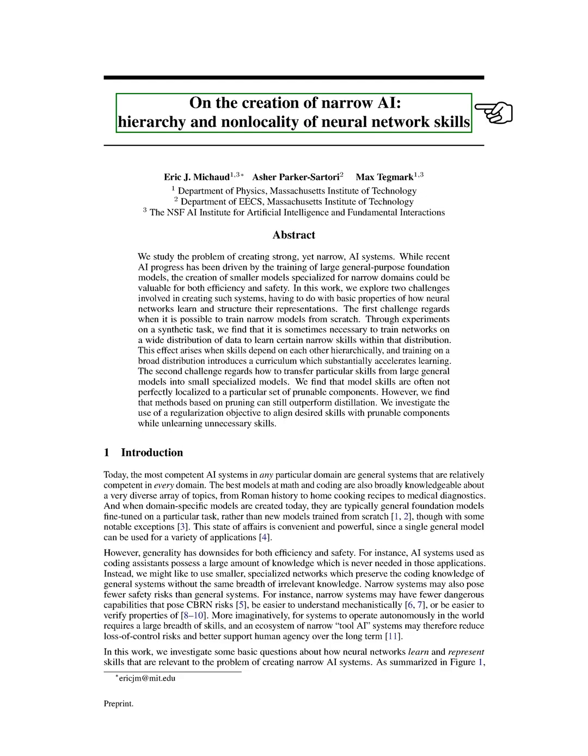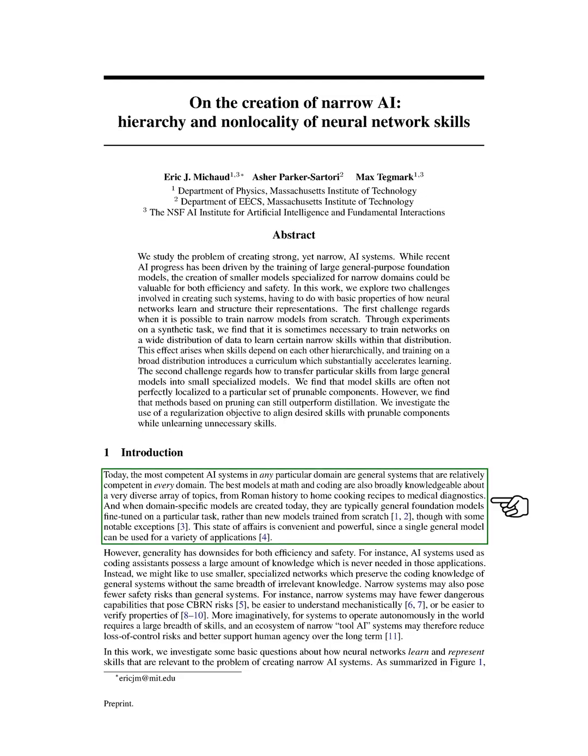Section: Introduction. In this section, we discuss the current landscape of AI systems, which are predominantly general models that perform well across various domains. The top models in areas like math and coding also have a wide-ranging knowledge base, covering topics from history to cooking to medical diagnostics. When we create specialized models today, they are often fine-tuned versions of these general models rather than entirely new ones, although there are exceptions.